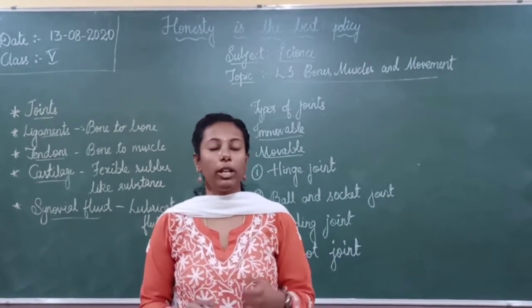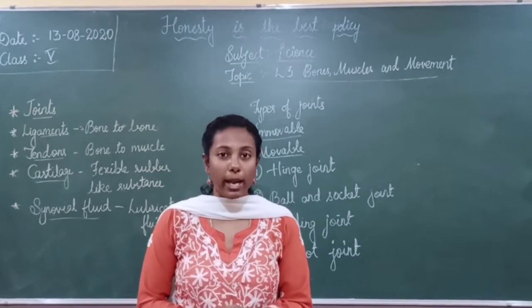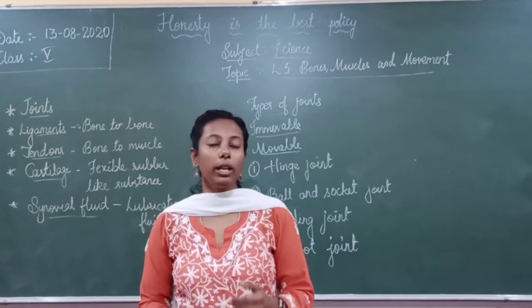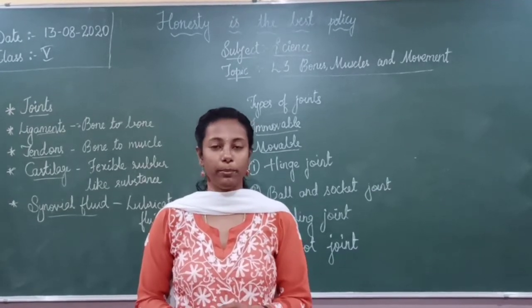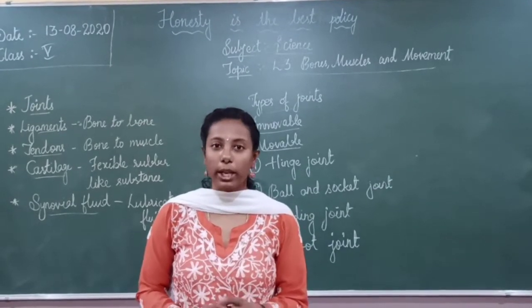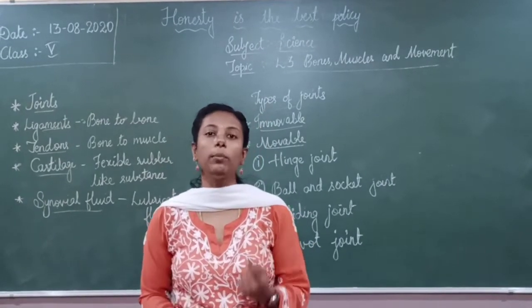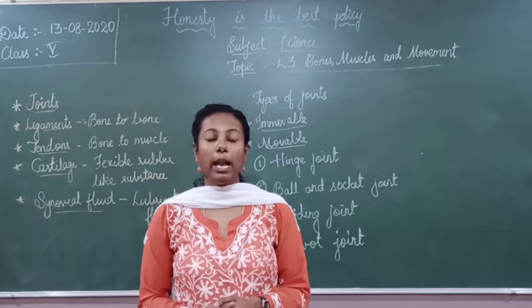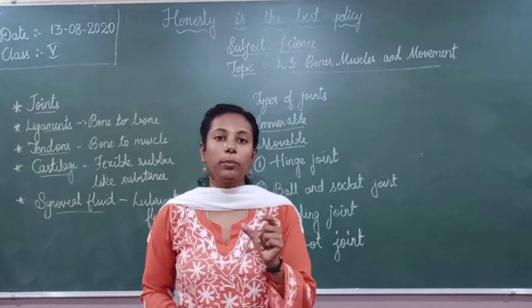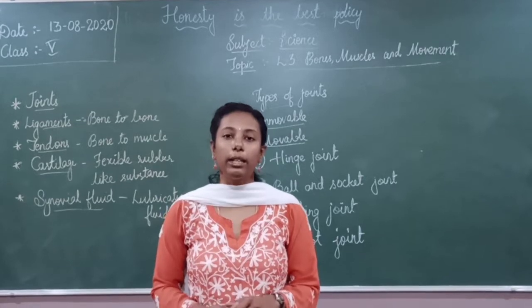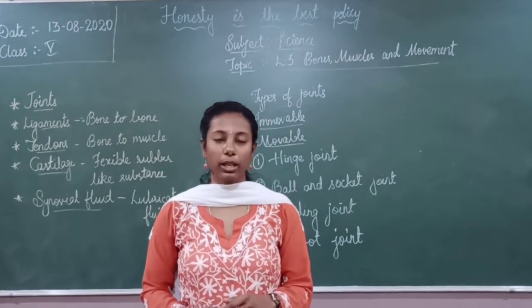Then the rib cage has 12 pairs of ribs. The last two pairs of ribs are not attached to the sternum, so they are called floating ribs. Also, the backbone is not made up of a single long bone. It is made up of short bones called vertebrae, and they are 33 in number, correct?